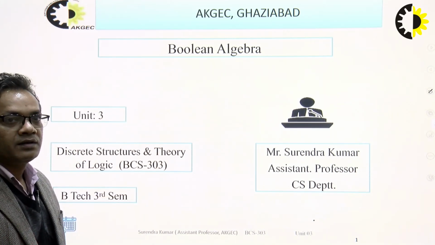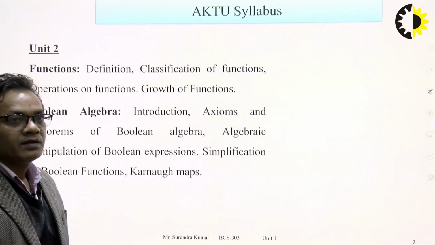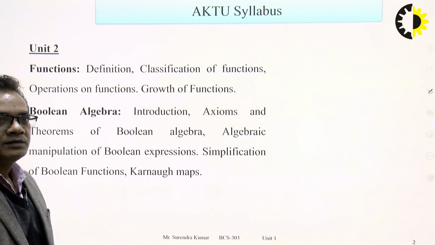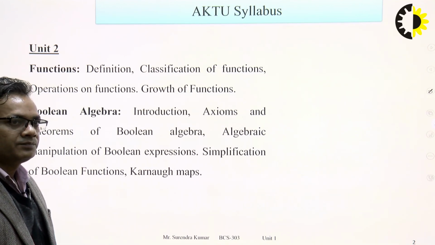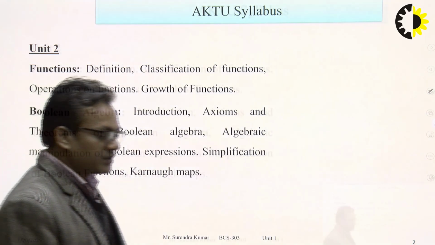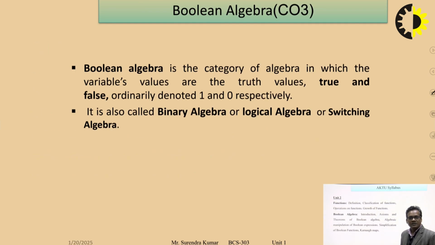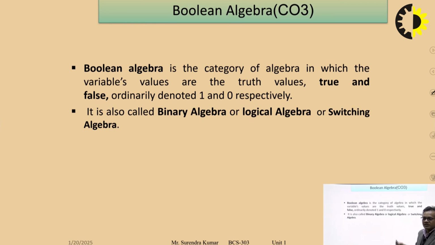So next we will discuss the unit 2 part. It is unit 2 part where we have two kinds of information: functions and Boolean algebra. So as today we have Boolean algebra topic, so we will discuss here. So what is Boolean algebra basically? Boolean algebra is the category of algebra in which the variables' values are the truth values.